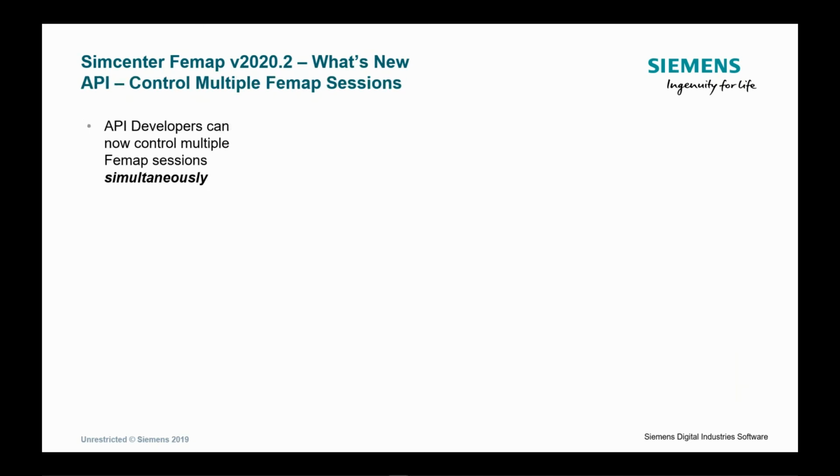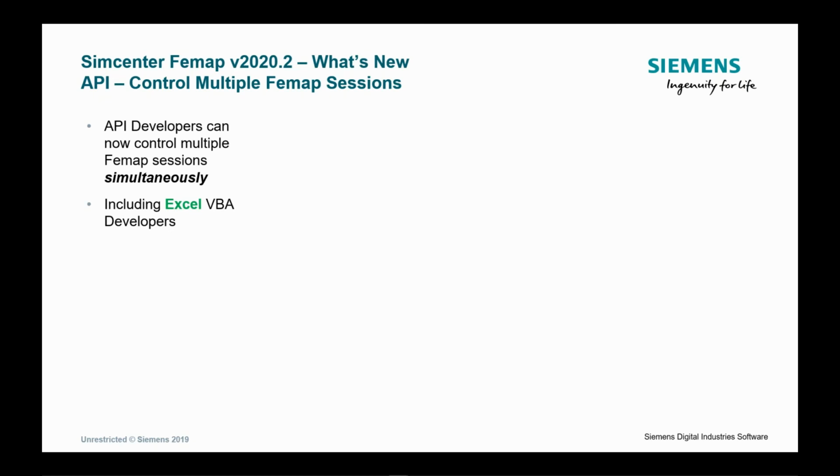Okay, getting into some of the API functionality. API developers can now control multiple Femap sessions simultaneously. This is a pretty big update because in the past I've had to close a bunch of Femap sessions and only have the one that I'm interested in running the API on, or else sometimes it'll get confused and run on the wrong file. I think it depends on which one's active or which one you've opened first.